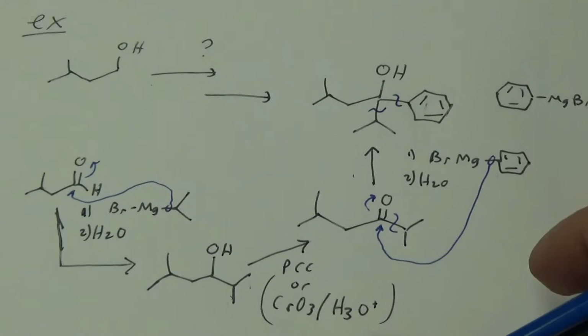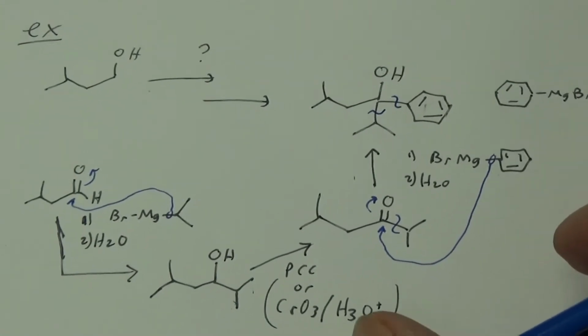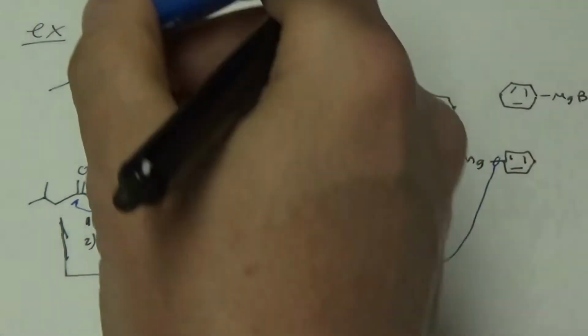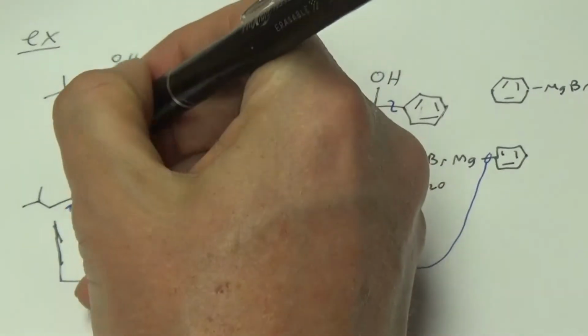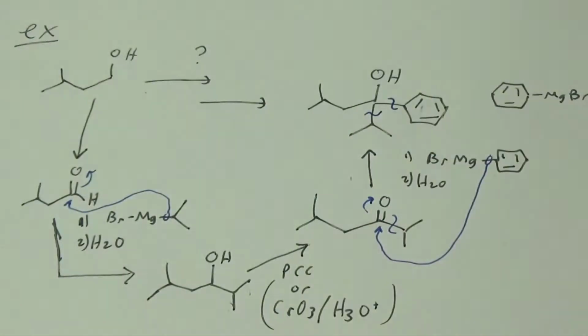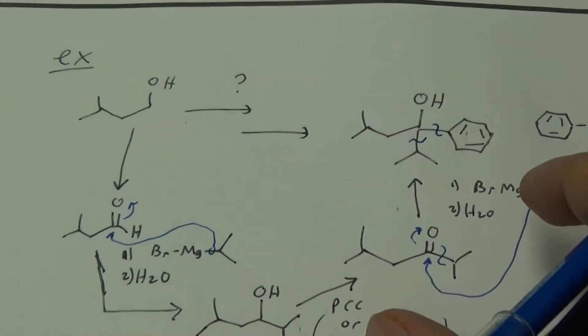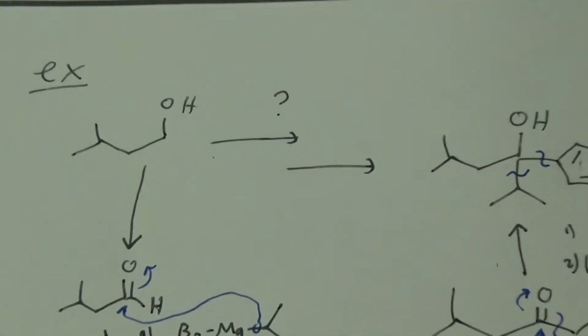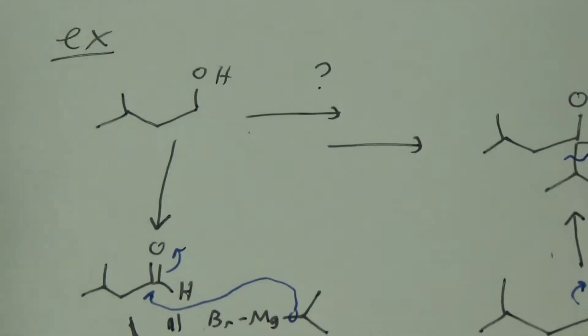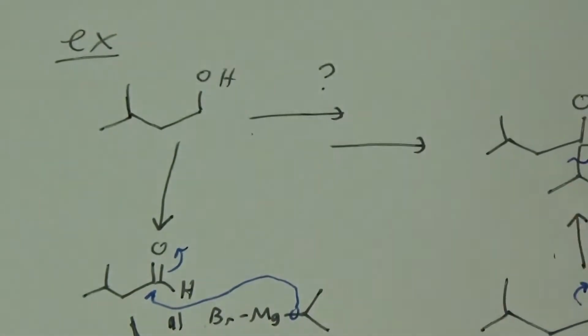Okay, are we done yet? We're not done yet. We got to go all the way back to the starting material. So now we're like, oh boy, how are we going to go from that primary alcohol to the aldehyde? How do we do that? Because we're not done yet. We're almost done. How do we go from a primary alcohol to an aldehyde?